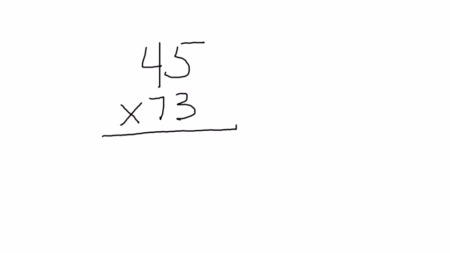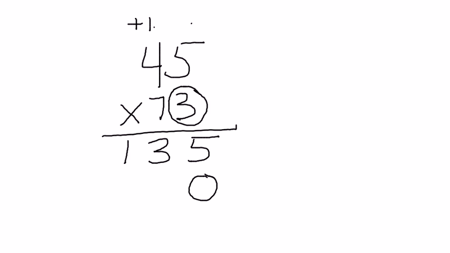Let's try one more. Let's say I had 45 times 73. Okay? Again, I am only going to concentrate on the 3 first, and I start in my ones column. So I know that 5 times 3 is 15. Put down my 5. My 1 comes up here. I'm going to add that to my next product. Then I move on to 4. 4 times 3 is 12. Plus 1 more is 13.